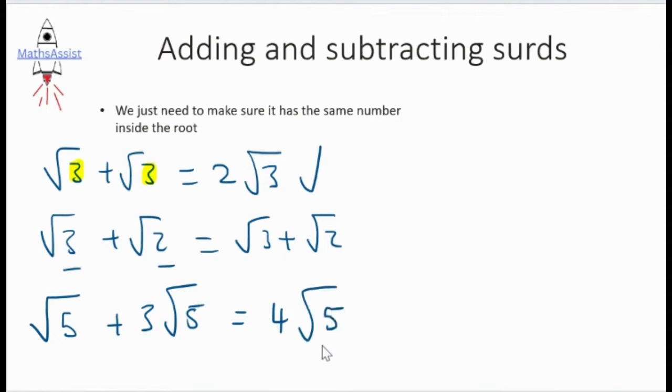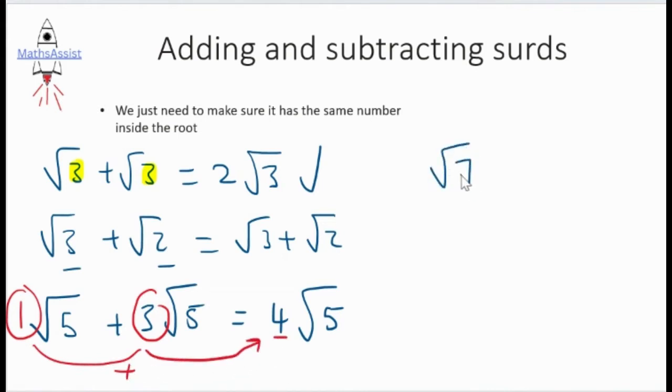Root 5 plus 3 root 5. The bases are the same, so we can add them. In front of the root 5, there's a 1. So, 1 plus 3 is equal to 4. The answer is 4 root 5. We would do the same if it was a subtraction. Here the base is 7 in both, so we can subtract. 4 minus 2 equals 2. So, we get 2 root 7.